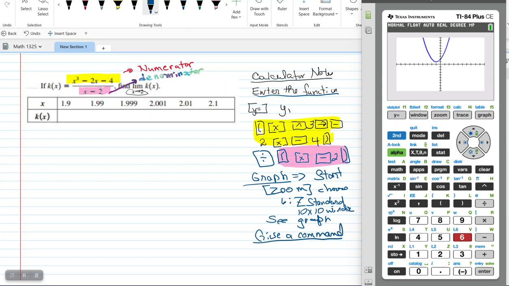So we're going to give it a command on the home screen. As long as we can see the function, we can get all the values we need, from 1 through 2.1, 1.9 to 1. And I have that on the graph. So we're going to do second key, and we're going to hit the trace key.